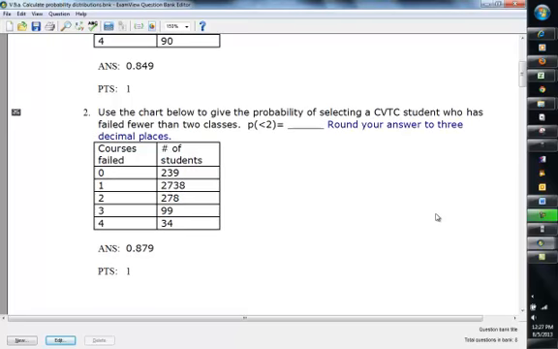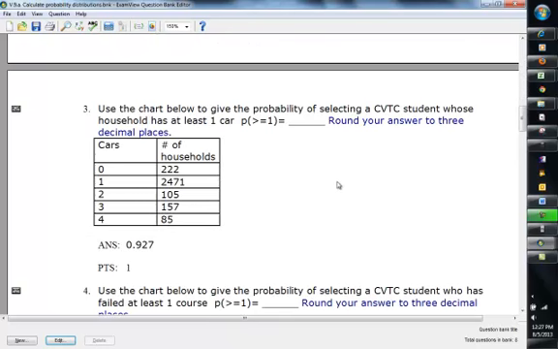Who has fewer than 2 classes, so it would be 239 plus 2738 out of add all those up. Let's look at the next one.